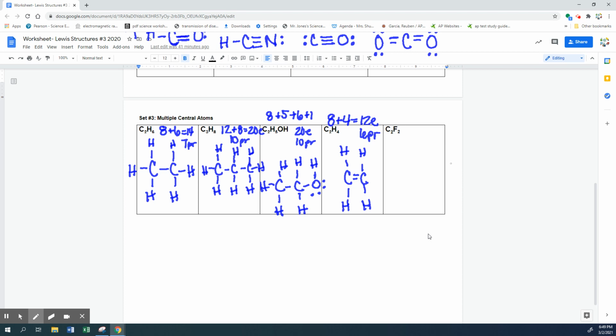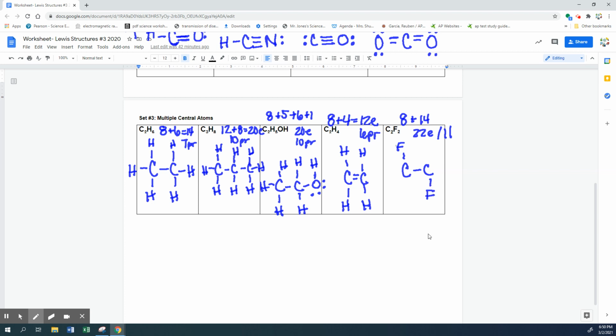Last example, C2F2. So I have 8 for carbon plus my 14 for fluorine. 8 and 14 is 22, or 11 pairs. Start with my carbon, and then I'm going to add my 2 fluorines, 1 coming off each carbon.